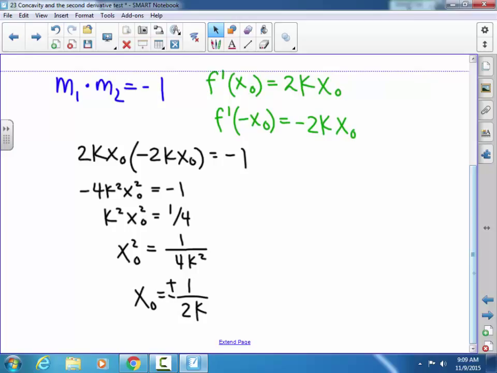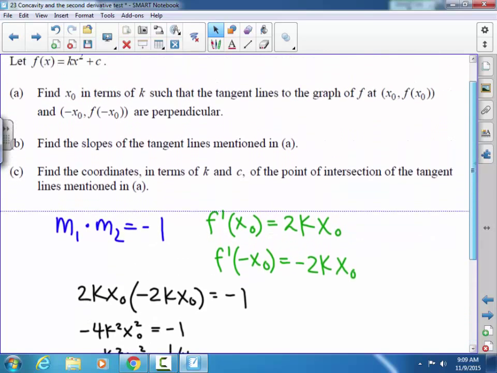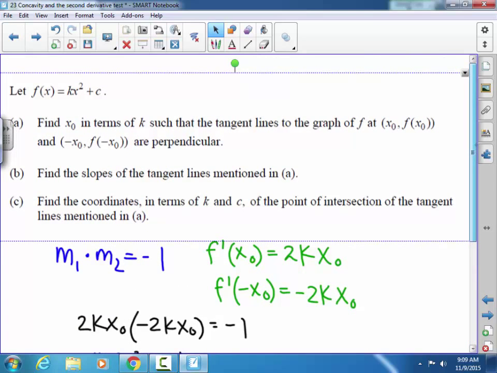What was the original problem? Oh, because you're looking for the original. You're looking for x of 0 and negative x of 0. So if x of 0 is 1 over 2k, then negative x of 0 is negative 1 over 2k. If x of 0 is negative 1 over 2k, then negative x of 0 is positive. So I think you could argue it either way. Writing the plus and minus is not wrong, and that's where I would go from there.